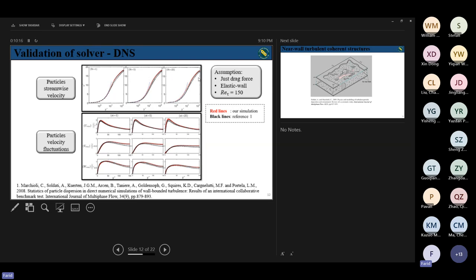I should mention that for this validation, we just have drag force in the velocity equation of the particles, an elastic wall assumption for particle and wall collision, and we have a Reynolds friction number of 150. At the bottom, you can see particle velocity fluctuation, again for the same sets of particles, Stokes number of 1, 5, and 25: streamwise velocity fluctuation, normal velocity fluctuation at the middle, and spanwise velocity fluctuation. For all of these cases, we have very good agreement with the studies in the literature.